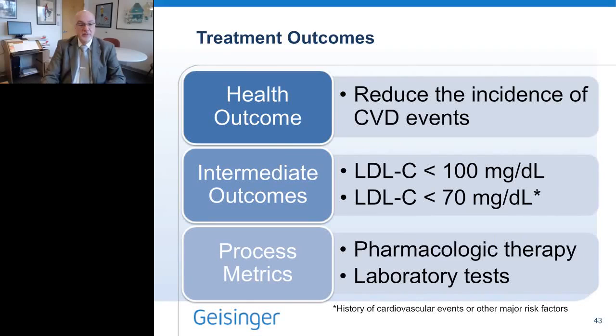The health outcomes that we're looking at is we want to reduce the incidence of cardiovascular events. That's what we want to get to. We now have, of course, robust intermediate outcomes, including our LDL cholesterol levels, where the goal is a target of under 100 for most individuals, except for those that have had a history of a cardiovascular event, in which case we treat to a more aggressive target of 70. And we want to have process measures, which include, are we utilizing appropriate pharmacologic therapy? Are we doing appropriate laboratory testing?